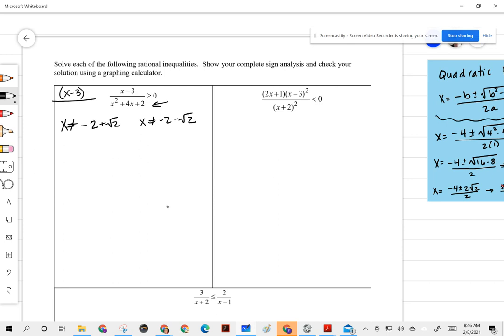So the whole point is to be able to answer the question, where is the function greater than or equal to 0? So I'm going to do my number line. And I've got my zeros, which is x is equal to 3 from the numerator. So what I've got here is -2 minus rad 2. That's going to be the smaller number, and I'm going to put an x through it. That's an undefined value.